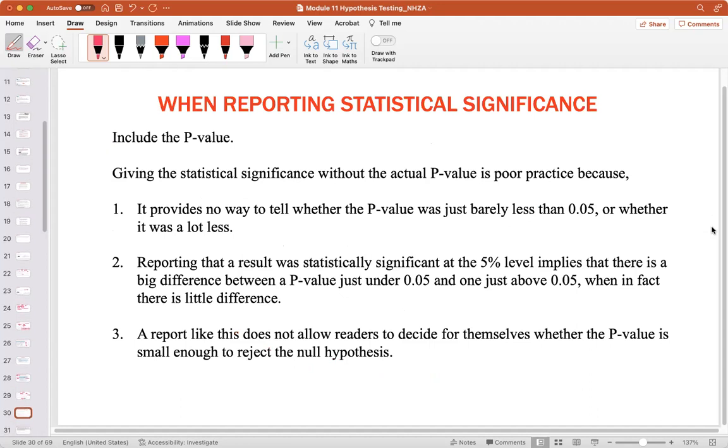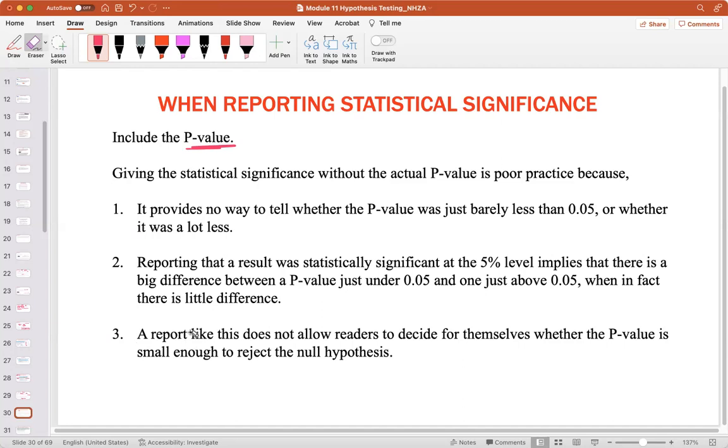So when reporting statistical significance, you should include the p-value. Very, very important. As I mentioned before, it tells you how far or how close the p-value is to your statistical significance level. We were talking about 3% being the p-value, and the 10% and 5% statistical significance levels. So 3% with 10 is super far. It is closer to 5. But we wouldn't know that if we did not give out the p-value. If we just reported the statistical significance, we wouldn't know this. So it is important for us to specify both. These are the reasons why we need the statistical significance together with the p-value.